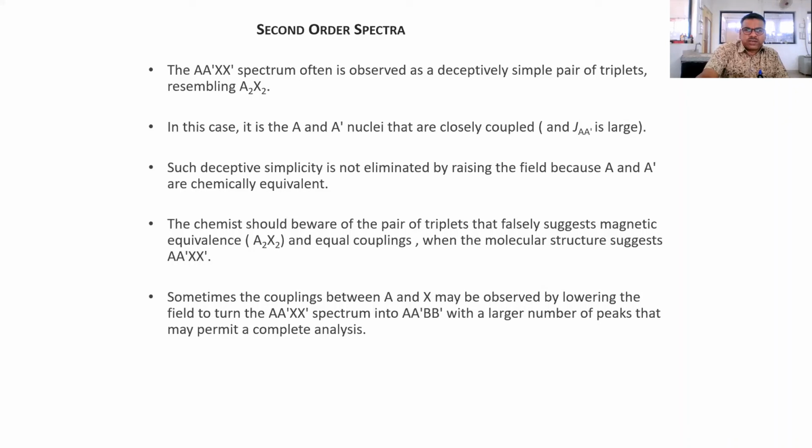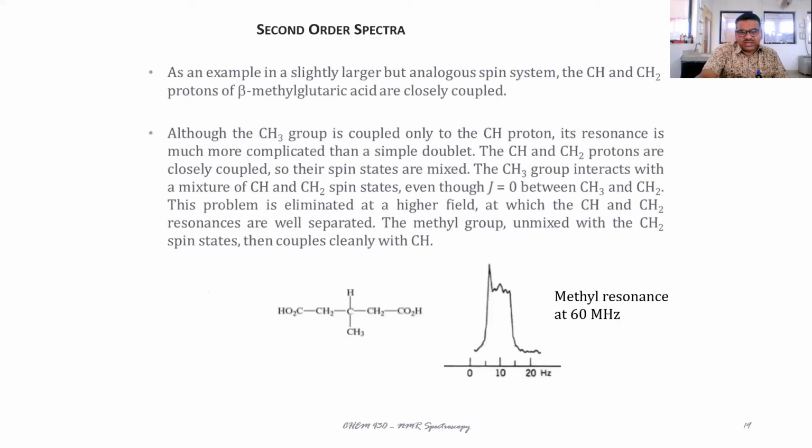Spectrum is often observed as a deceptive simple pair of triplets resembling A2X. It means there is some cheating, some deceptive nature of the spectra. So you can consider this first order and second order spectra as well.